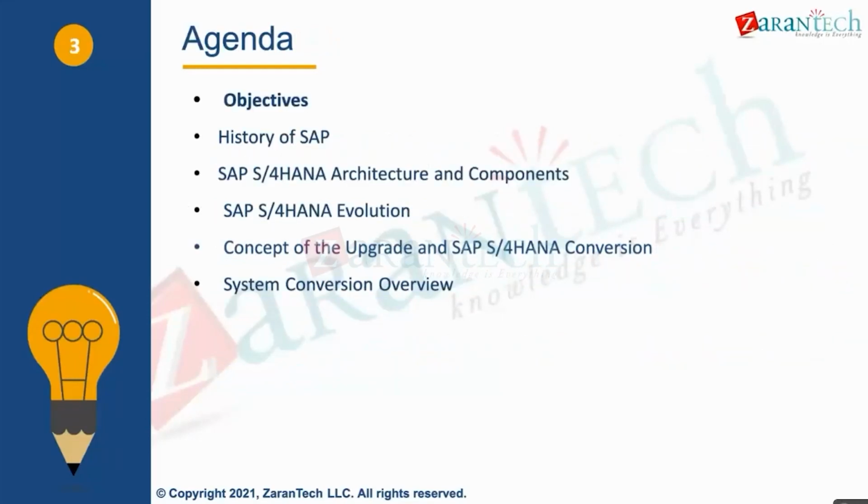Okay. So agenda for today. We're going to discuss the history of SAP, SAP S4HANA architecture and components, and how SAP S4HANA evolved. I mean, it's also a part of the history of SAP, and the concept of upgrade, S4HANA conversion and system conversion overview. Okay. So this is the agenda for today, and this is covered in two modules, module 1 and then module 2.